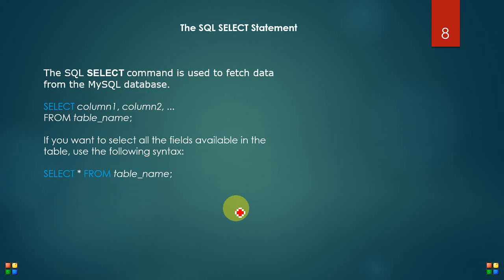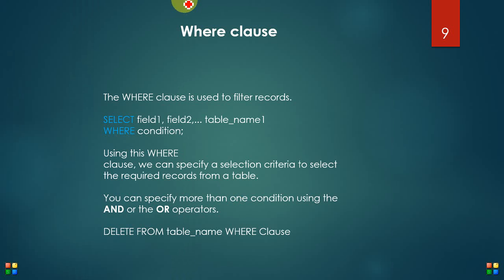Now the where clause. The where clause is used to filter records. Select field 1, field 2 from table name where condition. Using this where clause we can specify selection criteria to select the required records from a table. You can specify more than one condition using the AND or the OR operators. Delete from table name where clause.